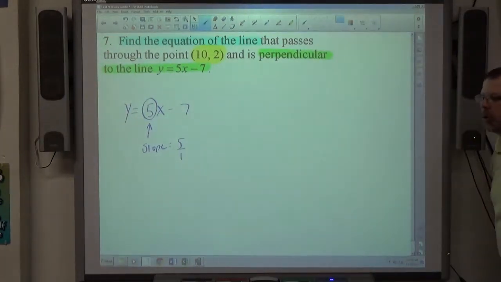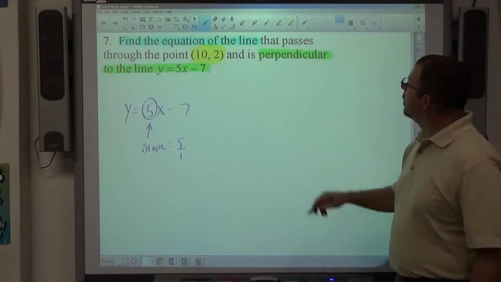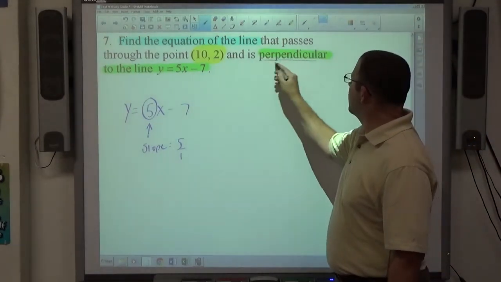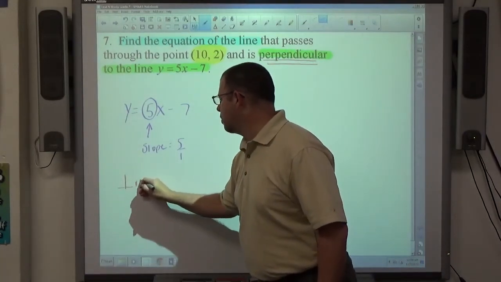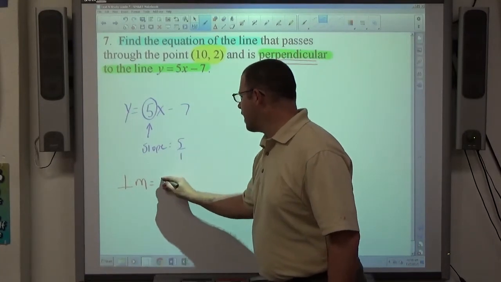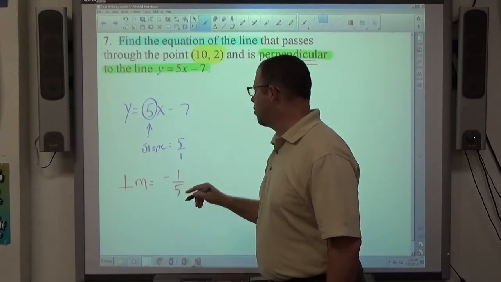Okay, we always like slope as fractions. Now, the key word here is it says perpendicular to. If it's perpendicular to, this perpendicular slope is going to be the opposite sign reciprocal of the actual slope of the line they gave me.